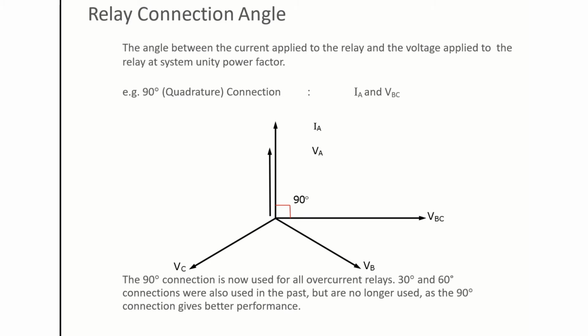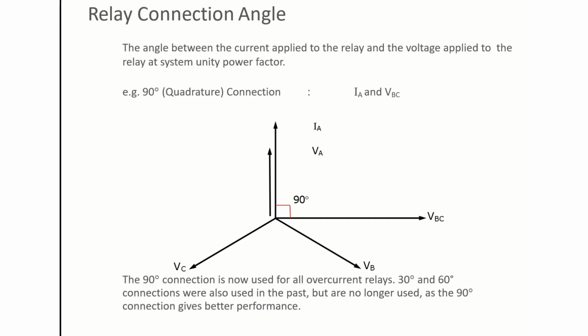Now the next thing is the relay connection angle. What is the meaning of relay connection angle? Nowadays we are using numerical relays. Before, we were always using electromechanical or static relays. In electromechanical or static relays, it was not possible to determine VBC or VCA internally like this. So if we want VBC, we have to connect the relay voltage in such a way that the relay measures only this quadrature voltage.